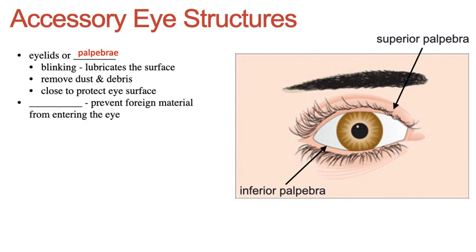The next structure I want to discuss are the eyelashes. The eyelashes are there to prevent foreign material from entering the eye. The eyelashes themselves are very robust hairs, and so they're going to help prevent things like dust or debris or even insects from reaching the surface of the eye.